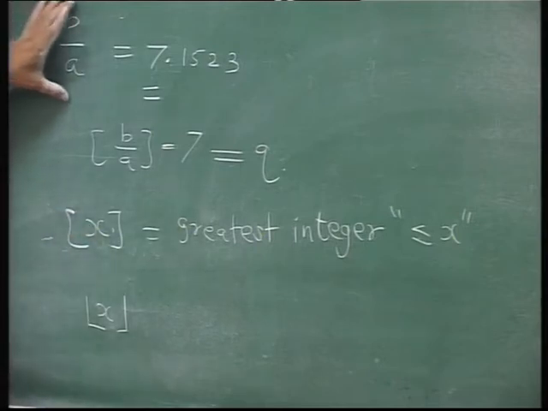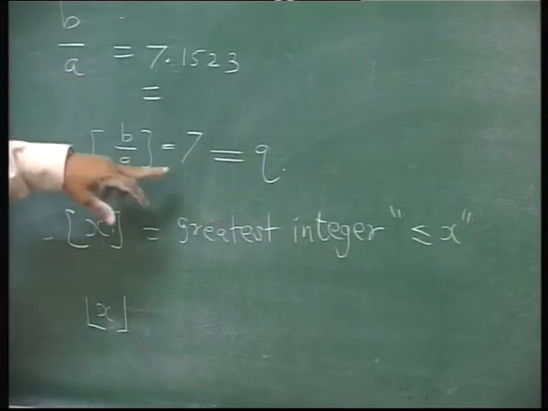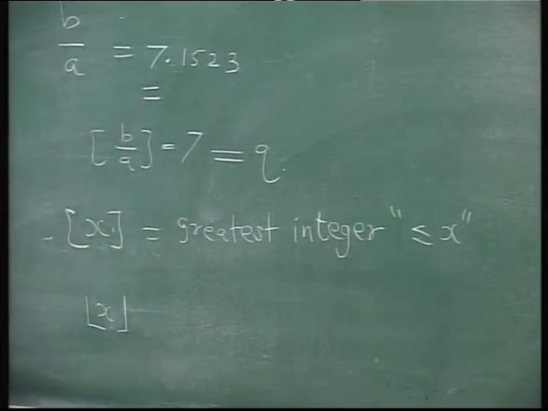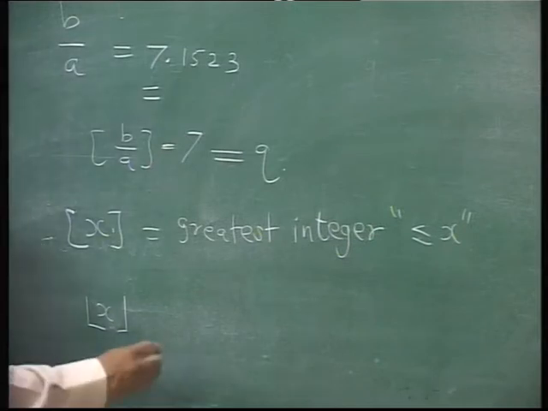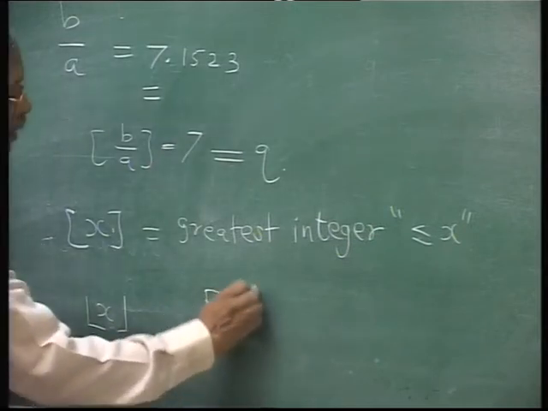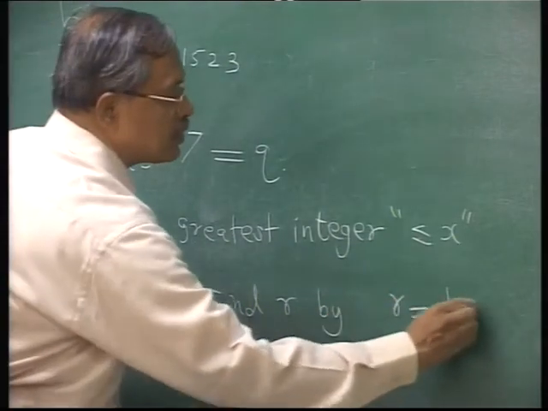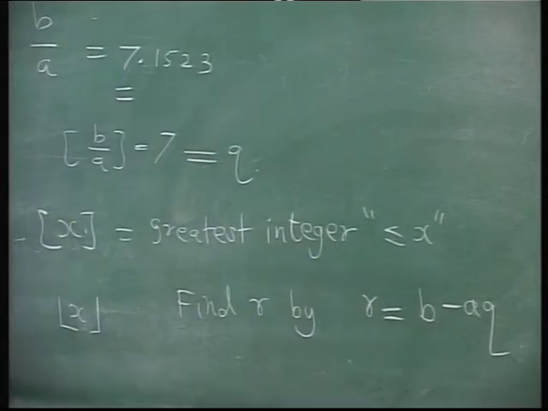And when you have a calculation of this type, this number, which is the integral part, that is the value of q, uniquely determined. And once you know q, one can find the remainder r by r is equal to b minus a times q. Okay. So you can find q and r by using a software when the numbers are large.